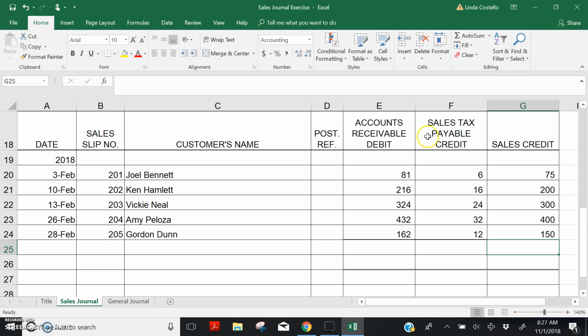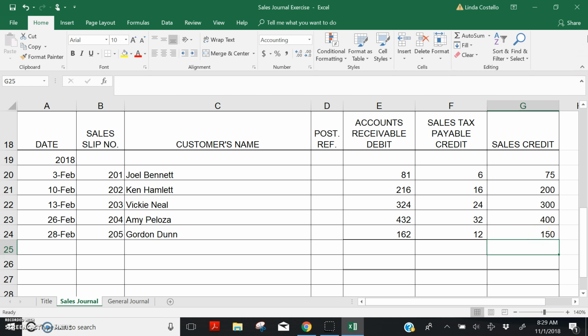So I think you probably got these two entries correct. February 26th, sales slip 204, Amy Pelosa, debit accounts receivable 432, credit sales tax payable 32, credit sales 400. February 28th, sales slip 205, Gordon Dunn, debit accounts receivable 162, credit sales tax payable 12, credit sales 150.